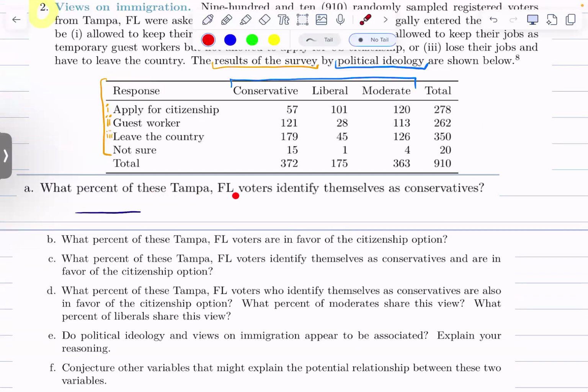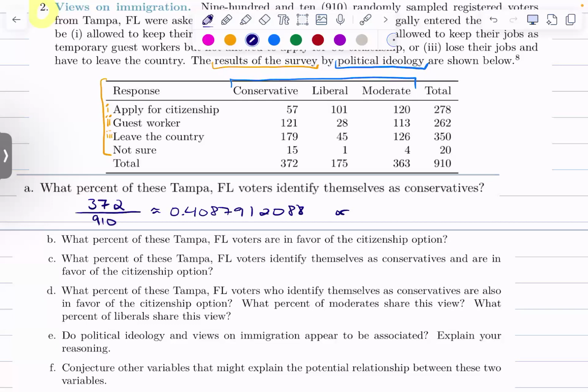What percent of these Tampa, Florida voters identify themselves as conservatives? So no other restrictions on just all of these voters, okay? Which means that the total is that total 910. Okay. And then what total of those were conservatives, right? Doesn't matter how they responded to the survey. We don't care about that in this question. And so conservatives or self-identified as conservatives, we have 372, which means 372 over 910, which is roughly 0.408791288. Probably keeps going, but that's all I get.